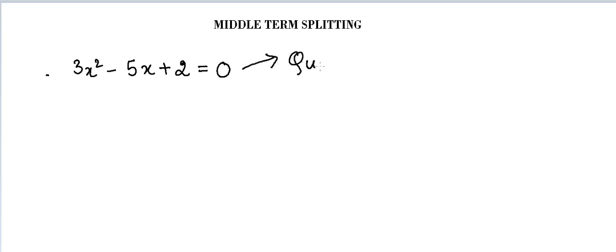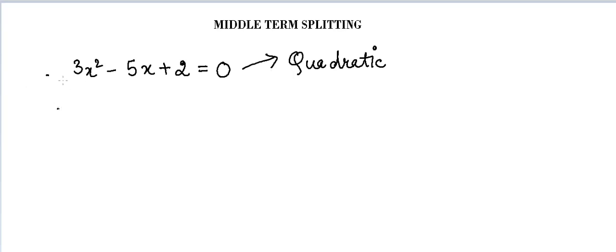So let us take an example. Let it be 3x square minus 5x plus 2 is equal to 0. This is your quadratic equation. You have to find the roots of this equation. That is the middle term splitting.